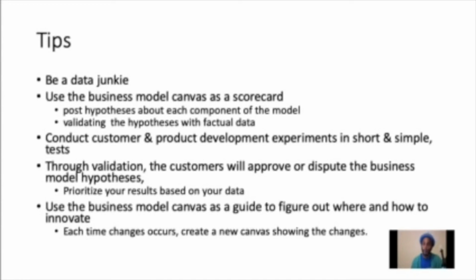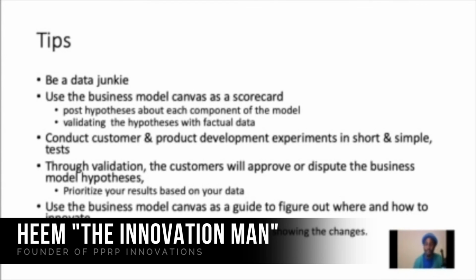So some tips: through your product development journey, be a data junkie. There's nothing wrong with being obsessed with learning as much as you can about all the things involved with your product system and processes. So every time you have a hypothesis, figure out a way to conduct user testing to generate data to help you validate those hypotheses and use that as a measure of your success. You can also use your business model canvas as a scorecard to pose hypotheses about each of the components in that model, and then step by step you can go through and validate those hypotheses with factual data.